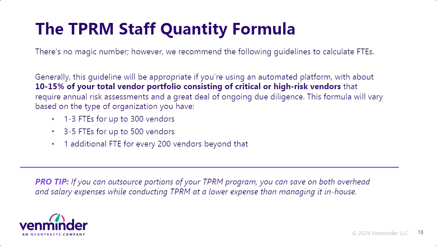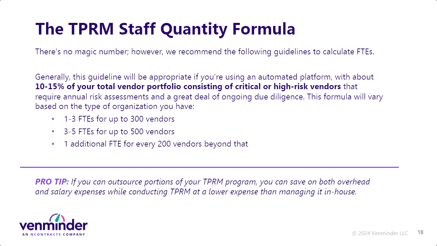Now that brings us to the staff quantity formula. Now, to be honest, this is more of a guideline than an actual formula. It is going to assume a few things about your organization. One, that up to about 15% of your total vendor population is considered critical. Now, this is high risk and critical, but we're really just talking about critical here. And it also assumes that you're using some automated third-party risk management platform as opposed to using spreadsheets and emails to gather all that information.